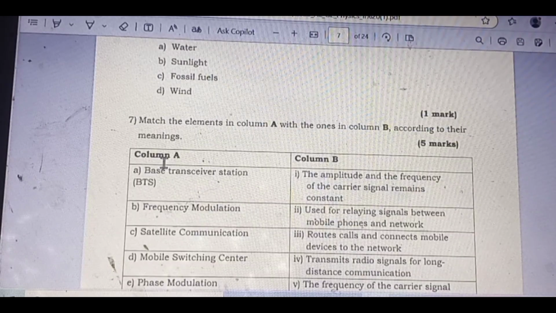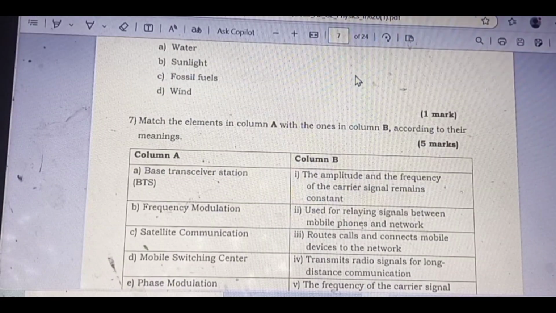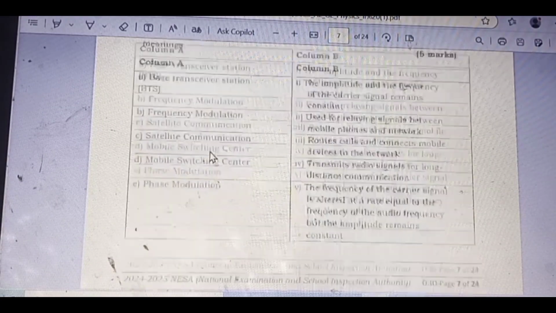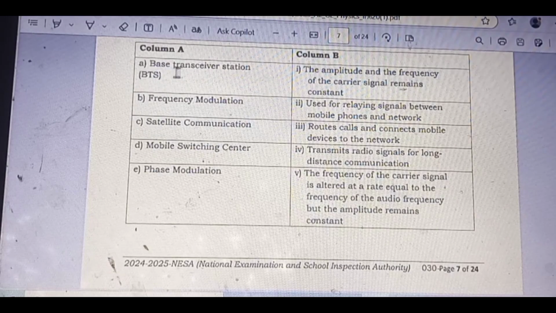Question 7. Match the element in column A with the one in column B according to their meaning. A. Base transfer station matches to II, used for relaying signal between mobile phone and network. B. Frequency modulation matches to V.